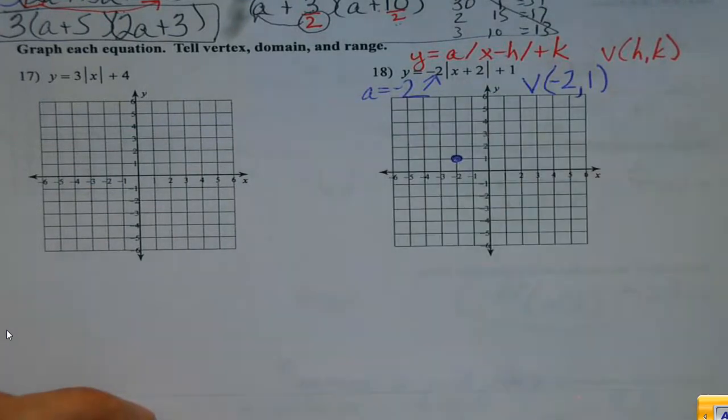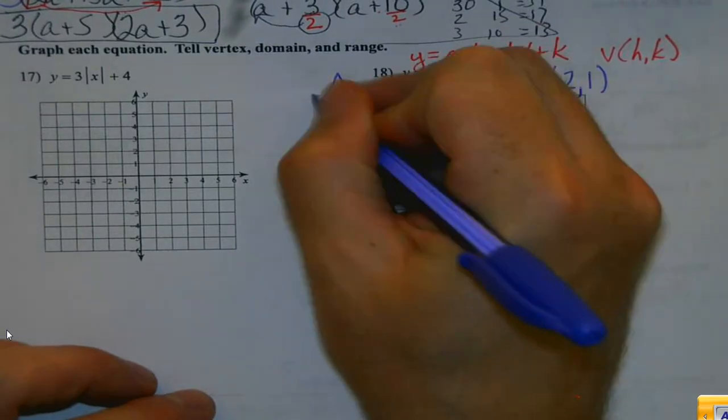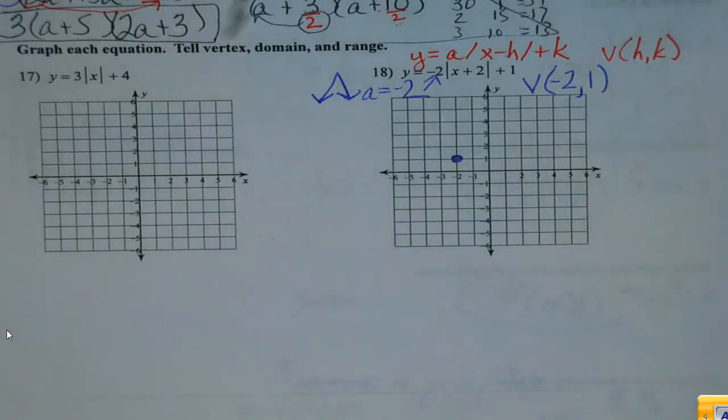And my a value is going to tell me two things. It's going to tell me, is my graph going to open up or down? Well, negative means it's going to open down. And remember, with absolute value equations, it's a V. It is not just a line. And that's why we call this a our air quote slope.